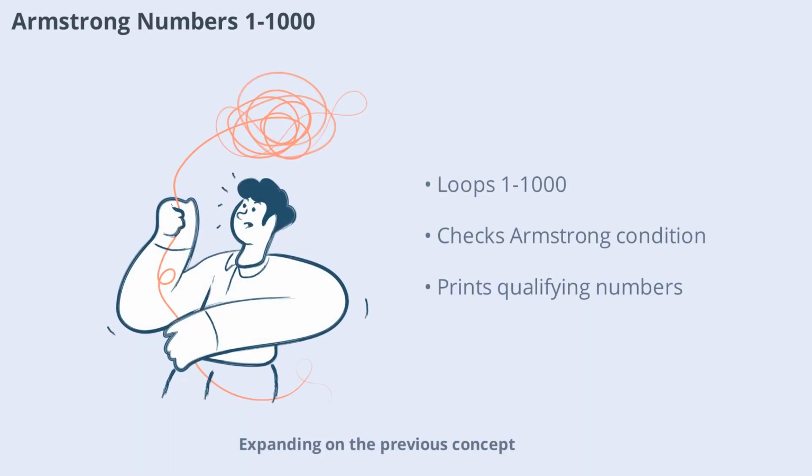Expanding on the previous concept, this program prints all Armstrong numbers between 1 and 1000. It loops through each number in the range, applies the Armstrong check, and prints those that qualify. This is a practical way to practice nested loops and condition checking in Java.